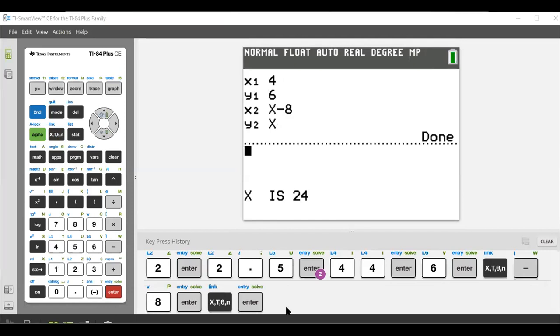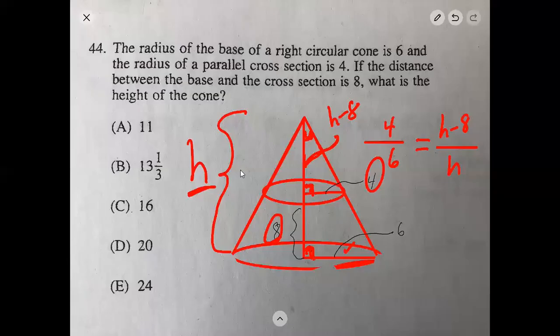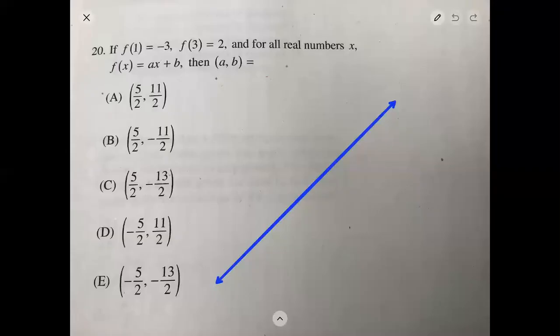So let's go back to the exam. And we're trying to find the height of the big cone. So it would be 24. So that's it. I think this is the last question.